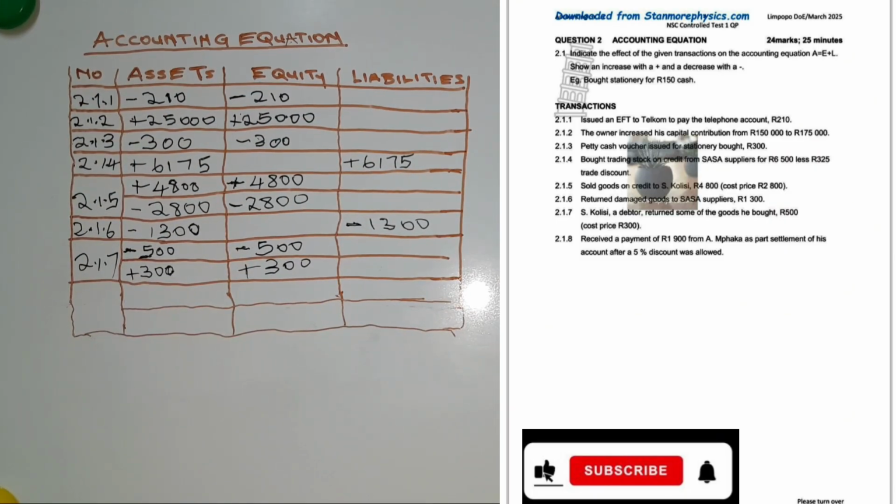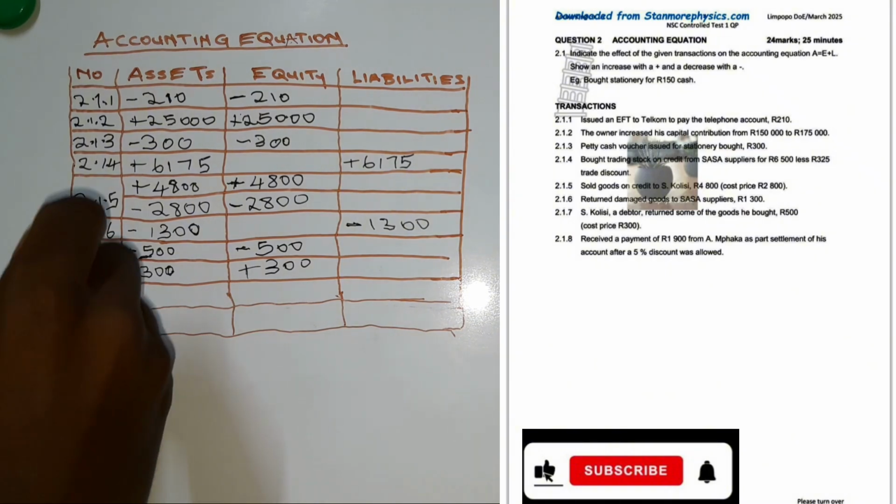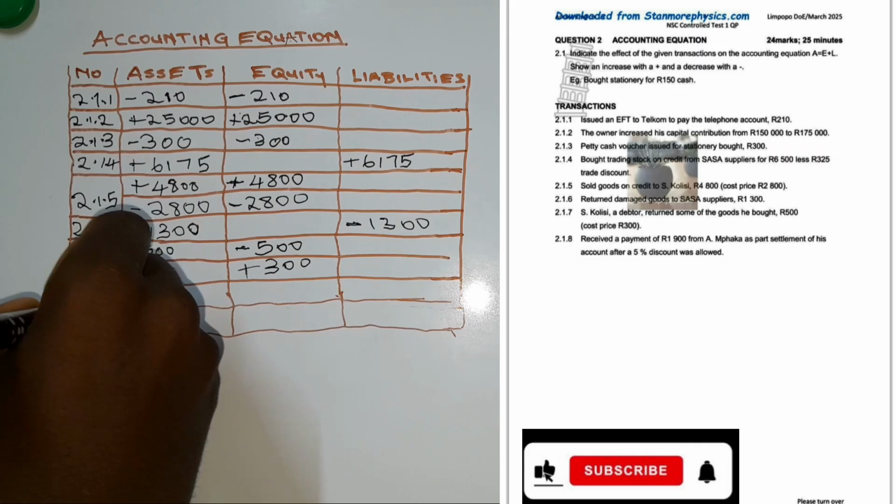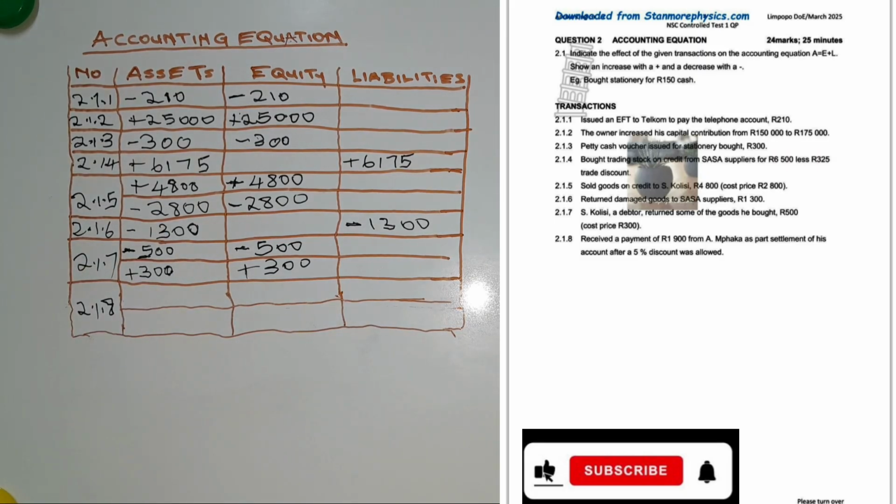As we are done with 2.1.7, now we are going to the last one, which is 2.1.8. Let's read the transaction. He received a payment of 1,100 from A Parker as part settlement of his account after a 5% discount was allowed. A Parker was our debtor. So now he decided to pay back that amount, and then he received a 5% discount.